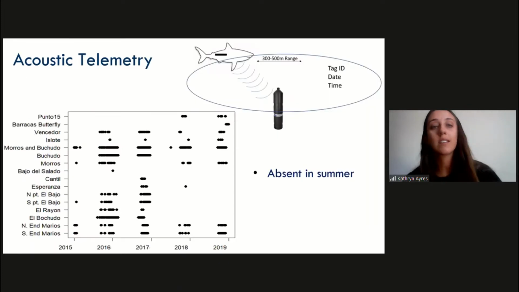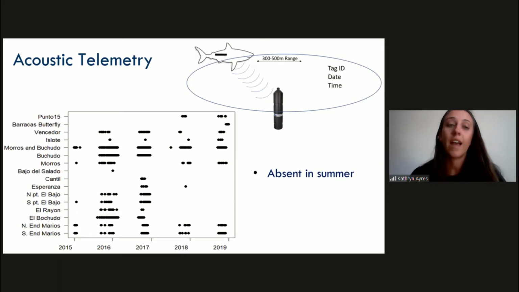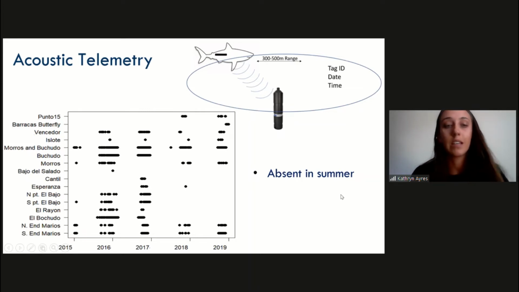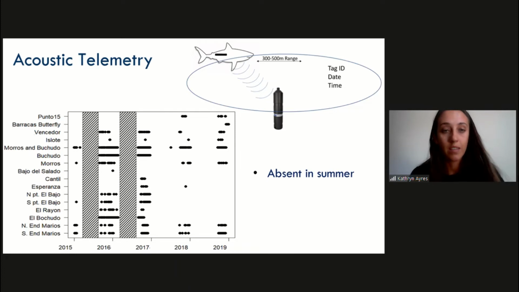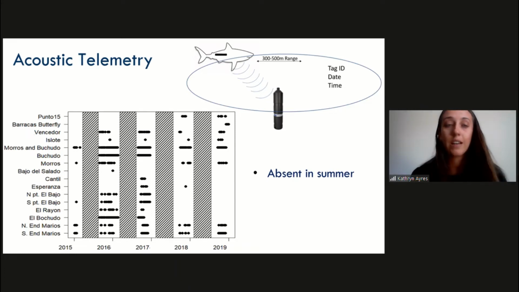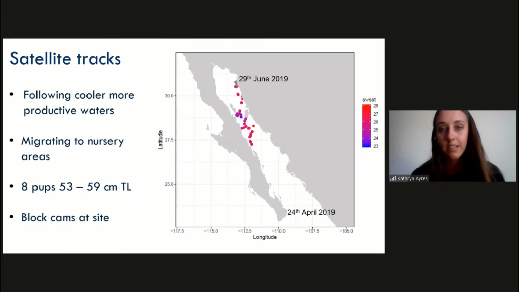So for the acoustic telemetry, we have an acoustic array within the park along the reef area. This is an abacus plot. So we have the names of the receiver locations here. And we've been monitoring these sharks since 2015. And again, like with the drone surveys, we can see that the sharks are absent. These gaps in the detections are in the summer. So that's why it was important to use satellite tagging to see where the sharks go after Cabo Pulmo.